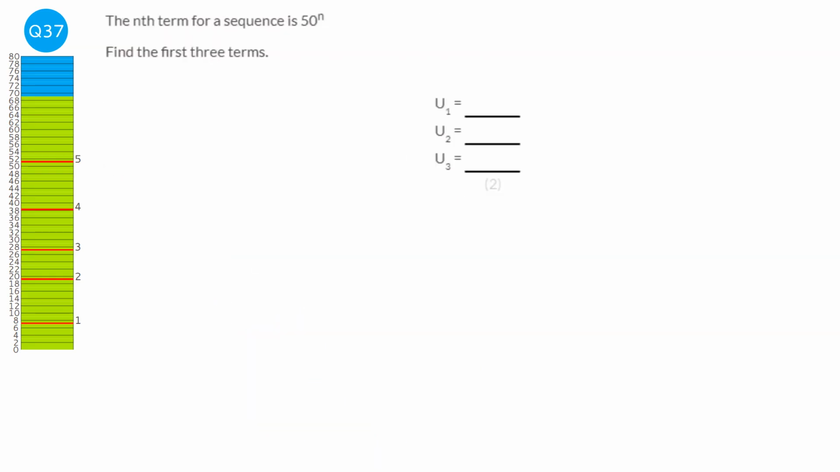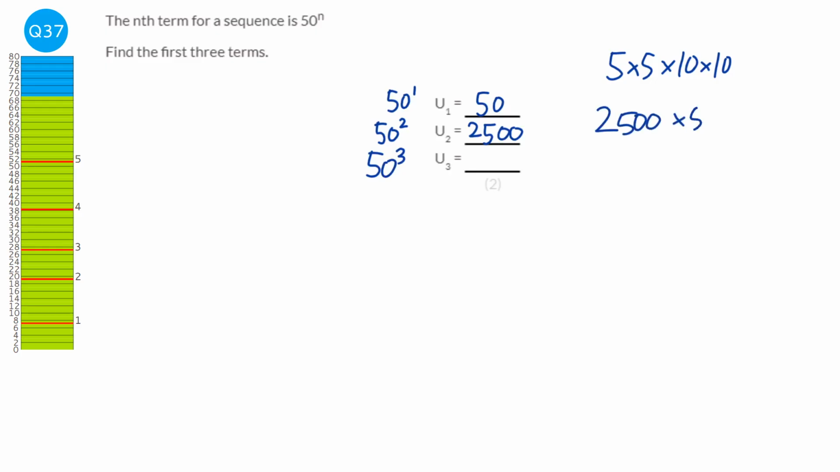So the first term will be 50 to the power of 1. Anything to the power of 1 is just itself, so that will just be 50. The next one will be 50 squared. So that's going to be 50 times 50, which would be 5 times 5 times 10 times 10. 25 times 100, which would be 2,500. And then the last one is 50 cubed. So that's going to be the 2,500 times 50 again. And so when you times that out, you get 125,000.